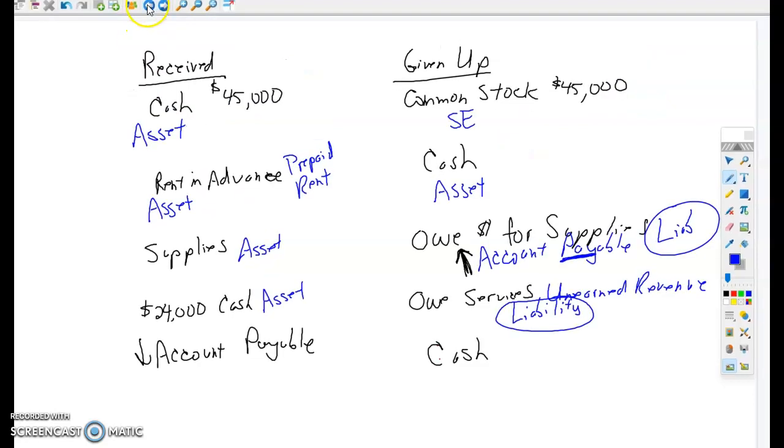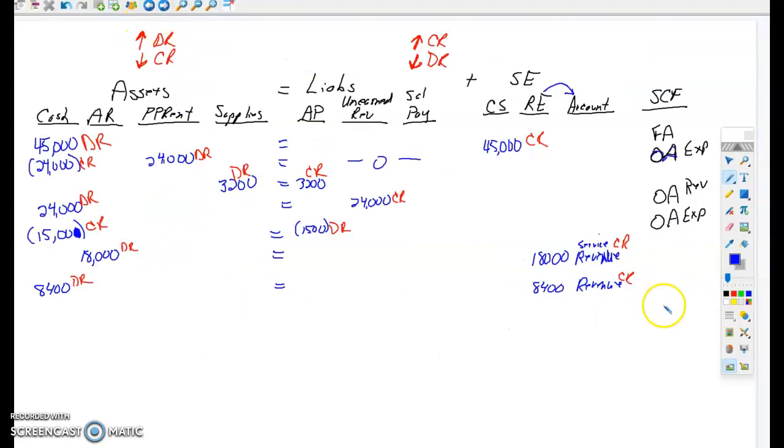So let's go back and put that on our model. So cash is going down, $12,000. And then retained earnings, expenses cause that to go down. Salary expense.